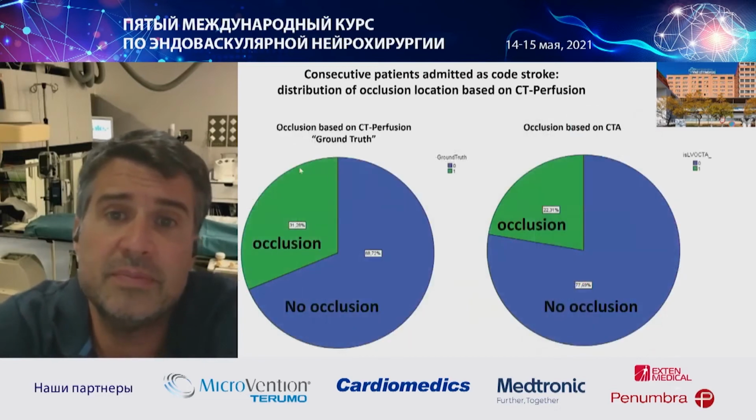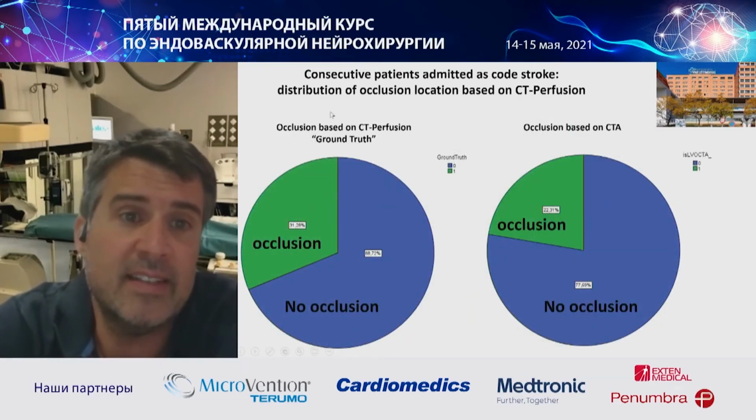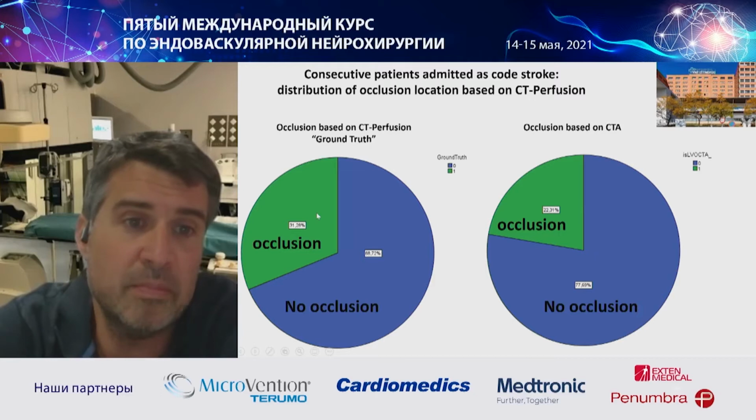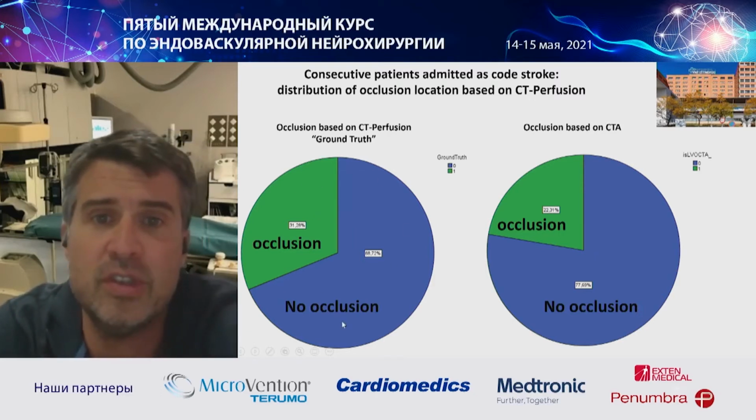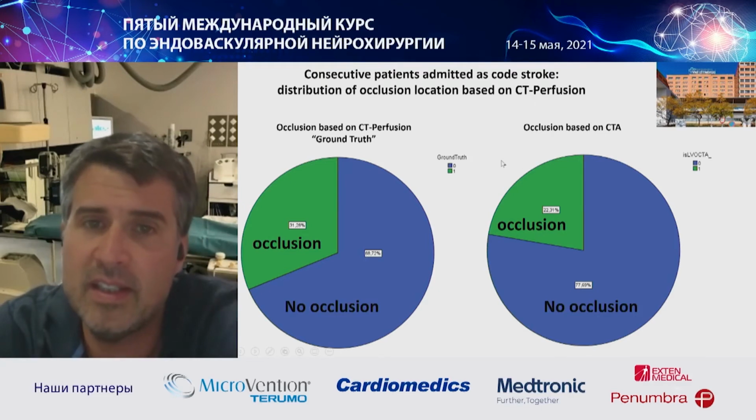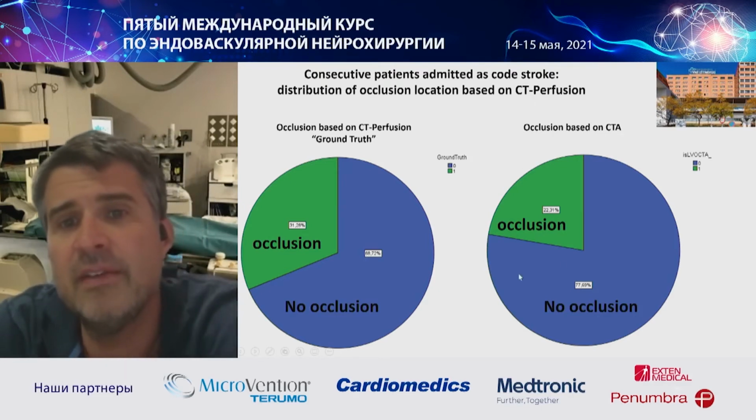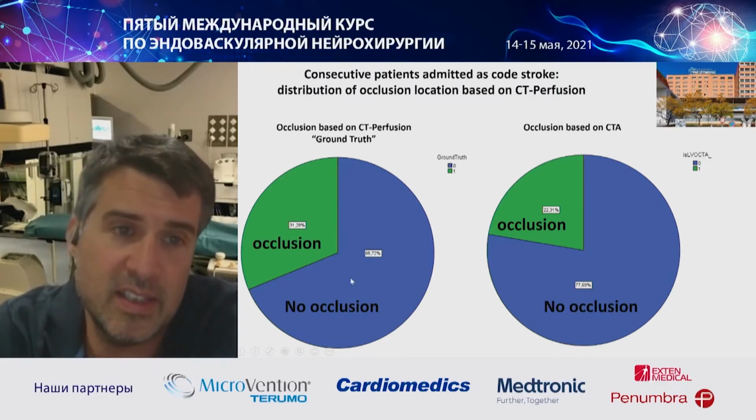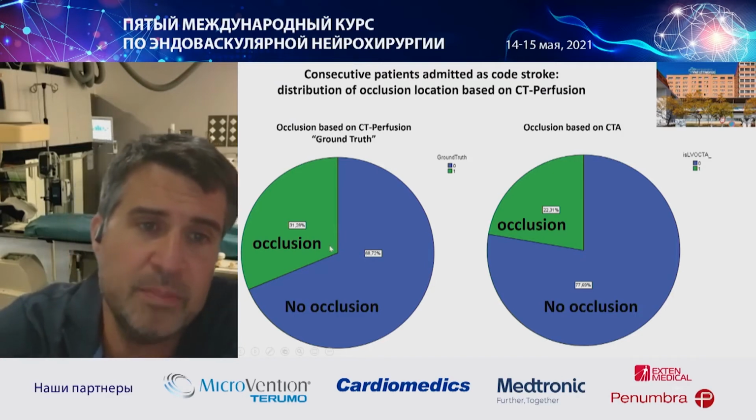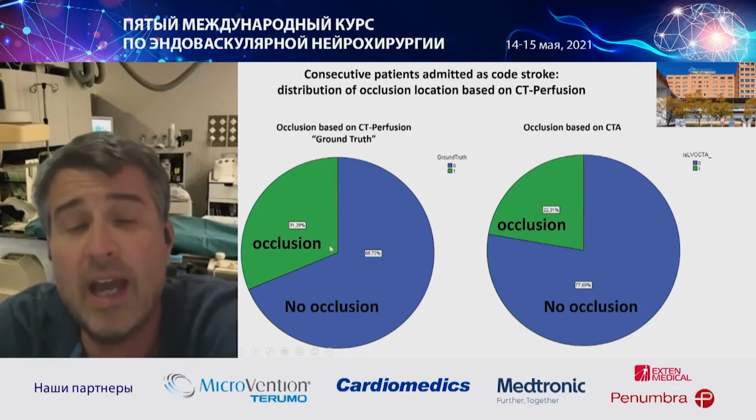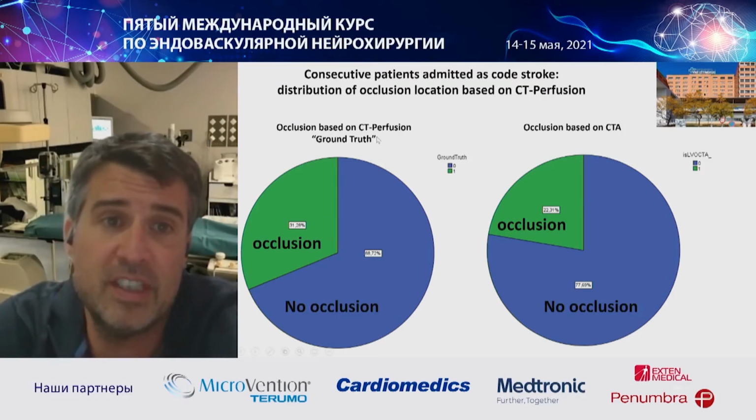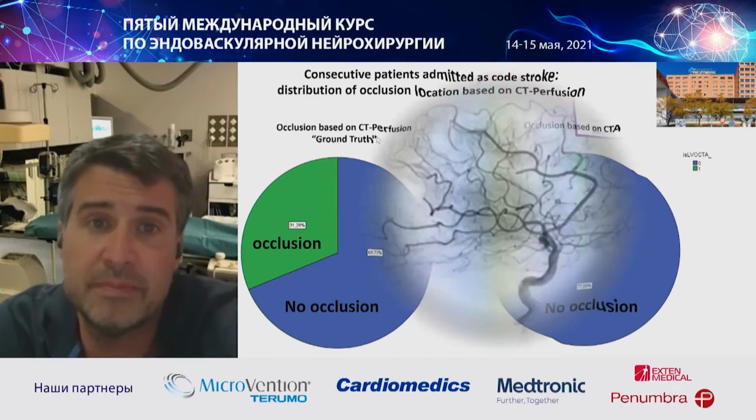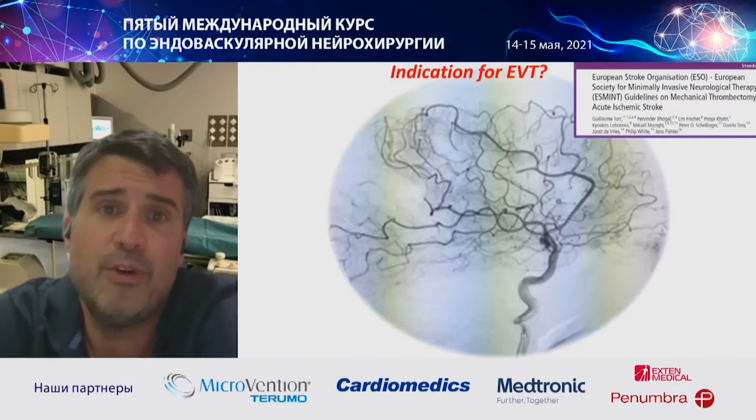So here we set what we call the ground truth based on full examination of all imaging, including CT perfusion, and then we asked physicians in parallel to find the occlusion only with CT and CTA. And you can see that around 10% of the occlusions would have been missed if CT perfusion was not available.